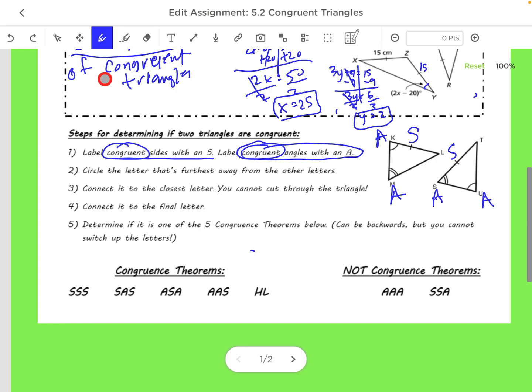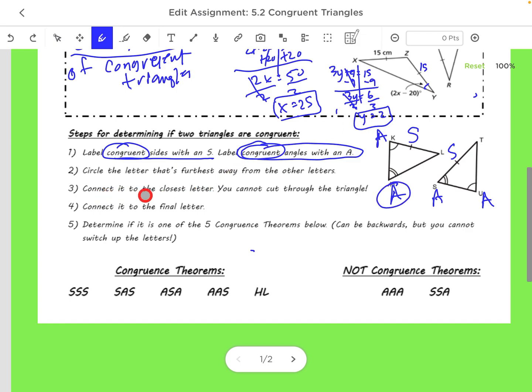All right, next, circle the letter that's furthest away from the other letters. Okay, so let's look over here. We've got an A and an S, right? Which one's farthest away? A is in the middle, so the farthest away is going to be either this one or this one. It actually does not matter. So we're just going to circle this one right over here.